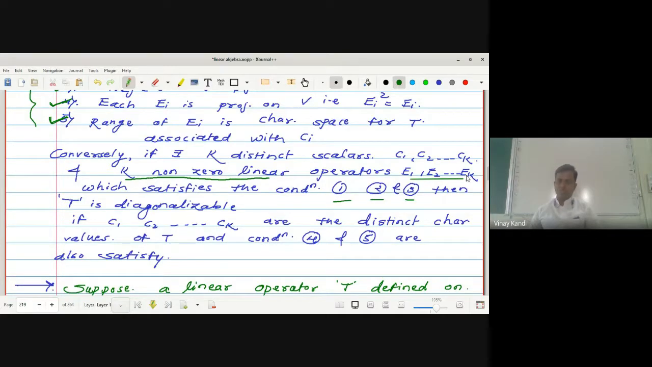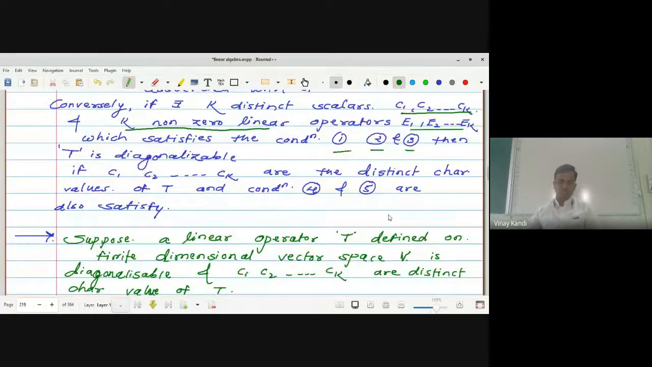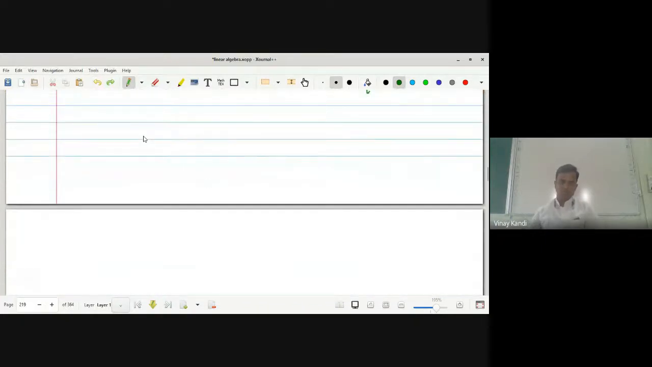Then we have to do that condition 1, 2, 3. I don't know what C1, C2 are, only that they are scalars, and E1, E2 are non-zero linear operators. Then we are going to assume conditions 1, 2, 3: first, second and third. And if T is diagonalizable, then T is diagonalizable and C1, C2, Ck are the distinct characteristic values, then conditions 4 and 5 are also true. Now next one, the converse. Any doubt up to here? No, sir.